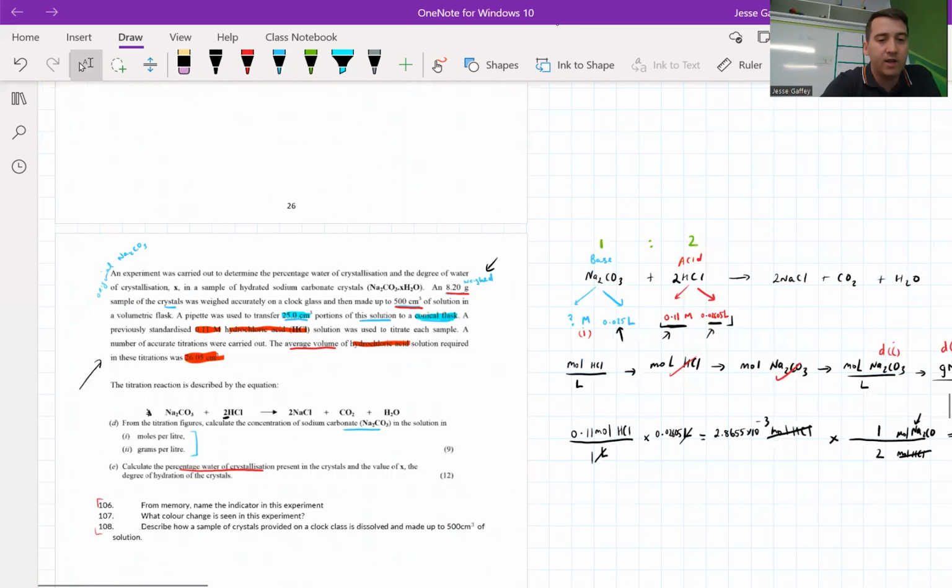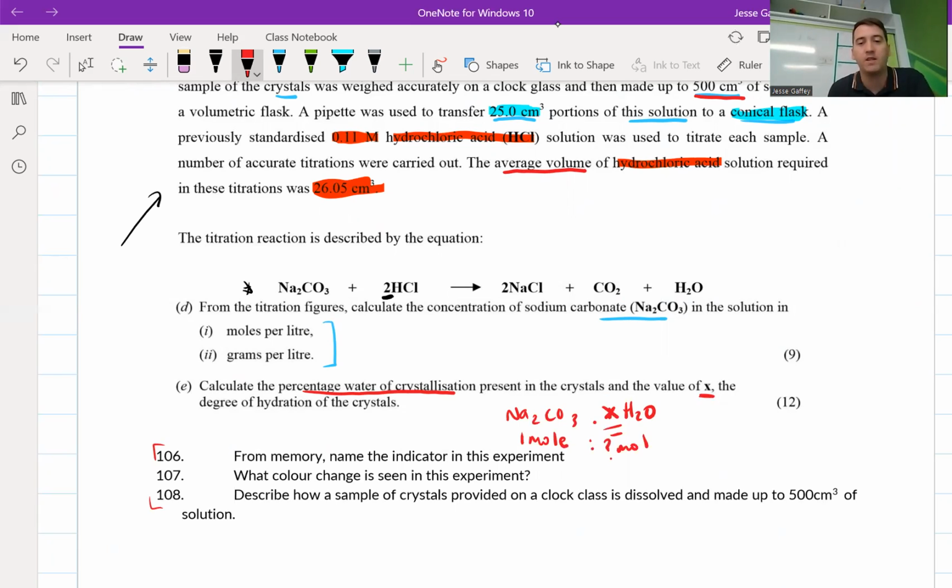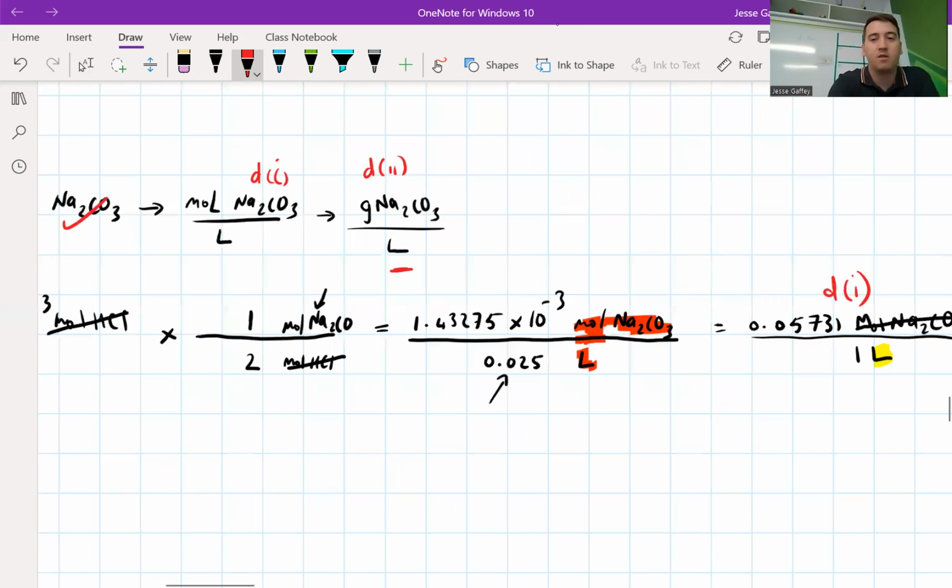Right, the last part of the question then. It says to find the value of X, which is the degree of hydration in the crystals. Remember, so far we have Na2CO3.XH2O, and we want to know, well, what's the X? How many molecules is that? Now remember, we can think about this in moles. If we have 1 mole of this, then we want to know how many moles of this. So we can think of it like a ratio. And that's what we're going to do here to help us figure this out.